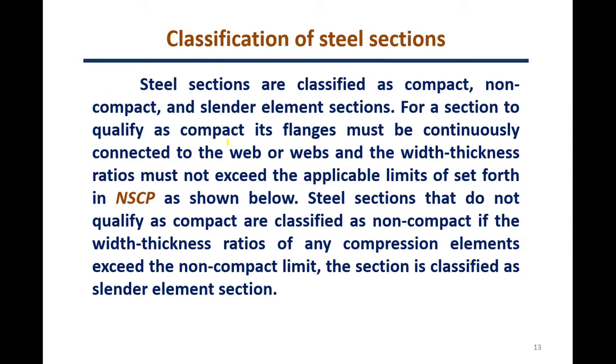Steel sections are classified as compact, non-compact, and slender element sections. For sections to qualify as compact, the flanges must be continuously connected to the web or webs, and the width-thickness ratios must not exceed the applicable limits set forth in NSCP, as shown below. Sections that do not qualify as compact are classified as non-compact. If the width-thickness ratio of any compression element exceeds the non-compact limit, the section is classified as a slender element section.